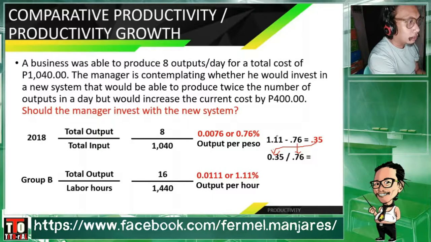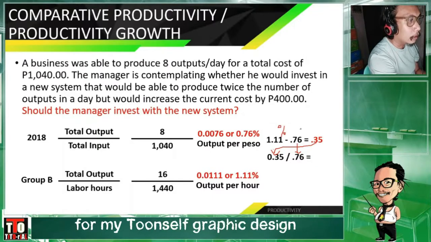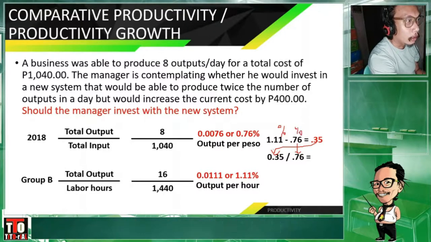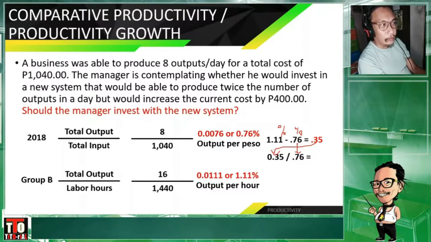Remember, ito, 1.11 and 0.76 are in terms of percent. Ang kinuha lang natin dito is yung difference ng 1.11 sa 0.76. So, you would have 0.35%. So, nag-increase ng 0.35% lang daw. Okay? Now, pag pinakita ko to sa board, medyo maliit.